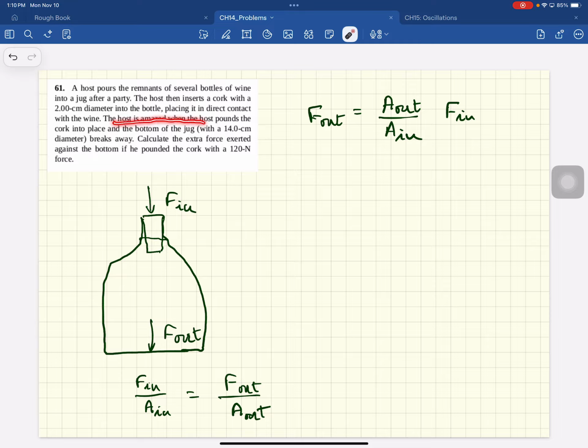Okay. So the host is amazed when the host pounds the cork into place and the bottom of the jug with 14 centimeter diameter breaks away. So you pound this force. Calculate the extra force exerted against the bottom if he pounds the cork with a 120 Newton force. If the input force is 120 Newton, what is the output force? You can do this with a fluid at home, but the glass bottle will break, so you got to be careful.